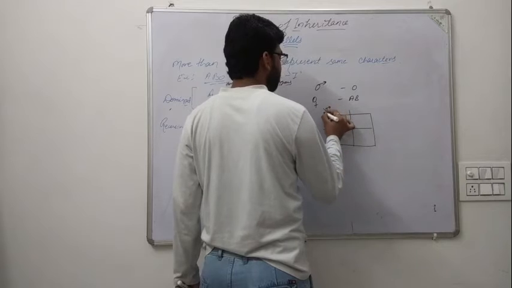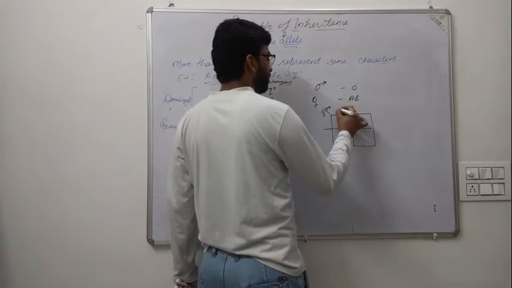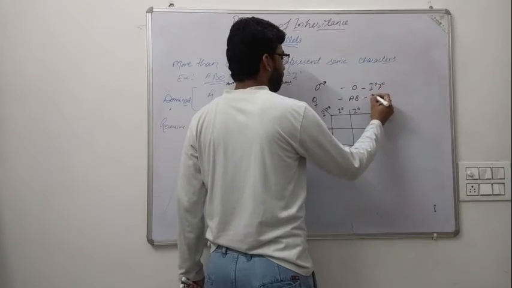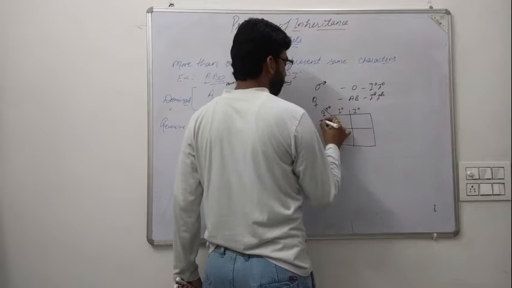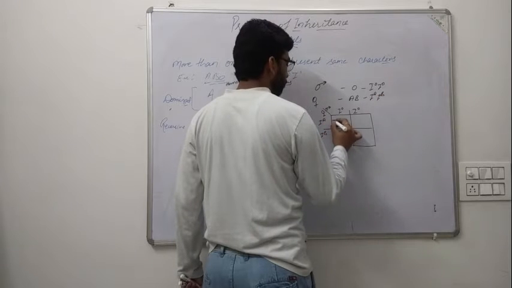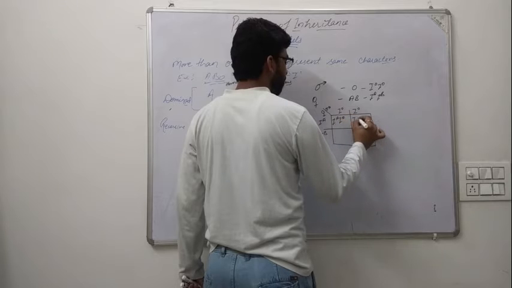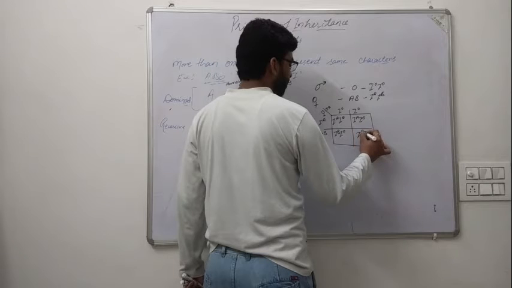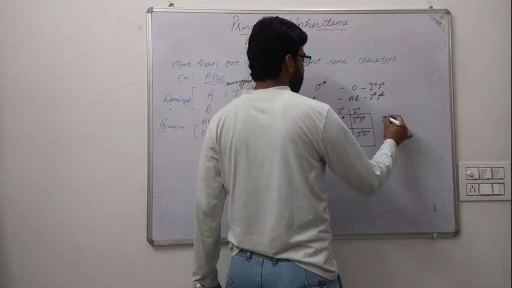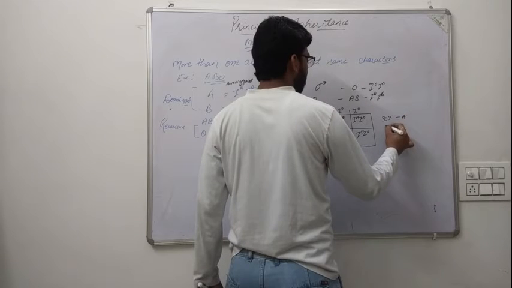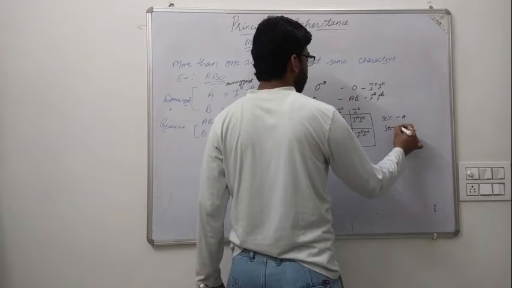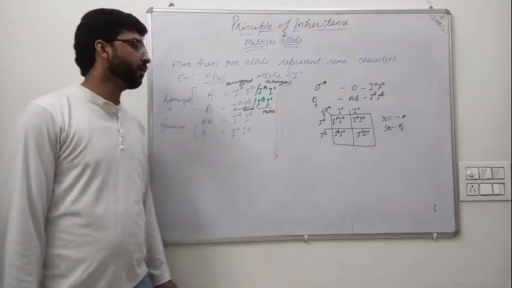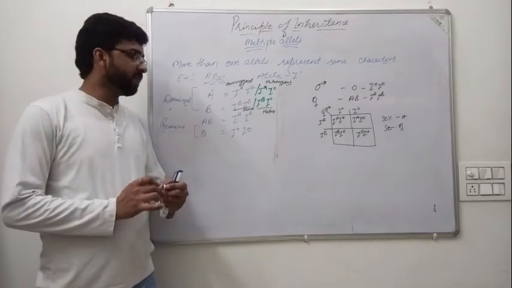We just take a father and a mother. Father having IOIO for blood group O and a mother having IAIB. The offspring are IAIO and IBIO. So 50% is blood group A and 50% is blood group B. Means the incoming progeny will have either blood group A or B, one of them.